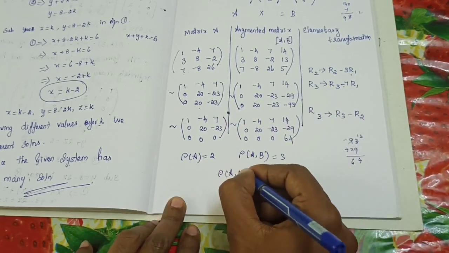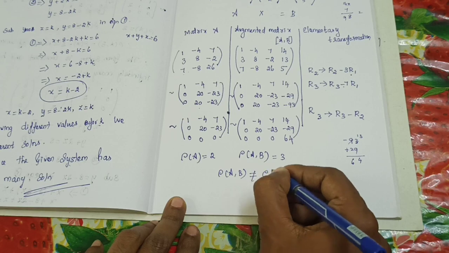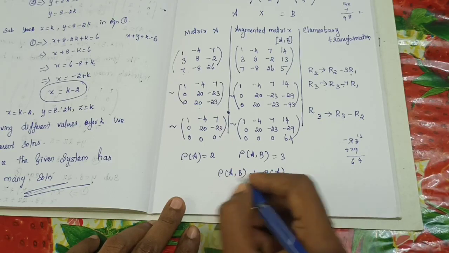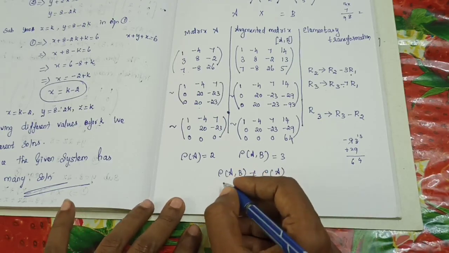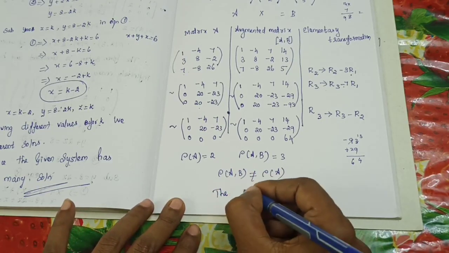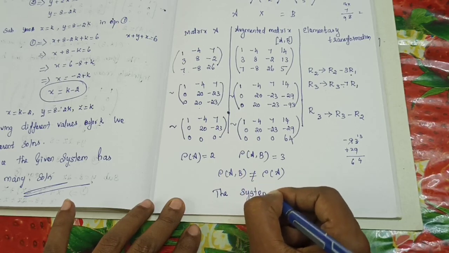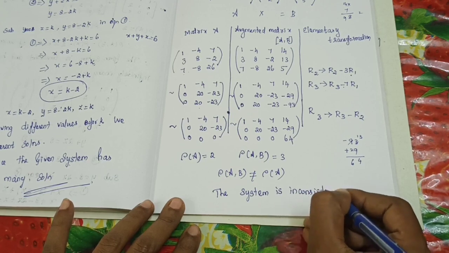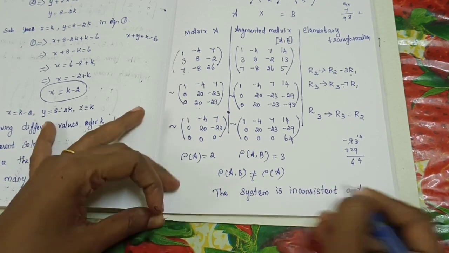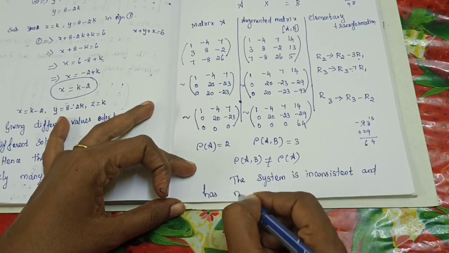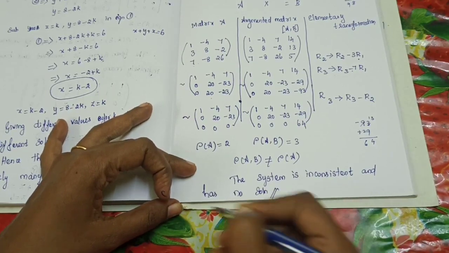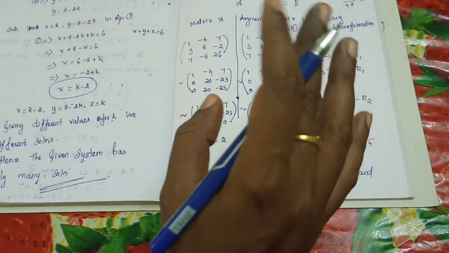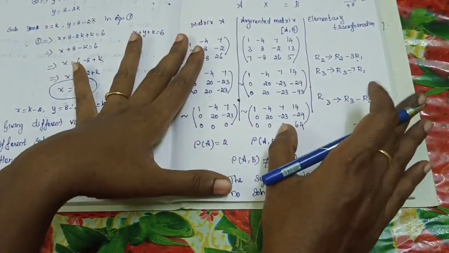Now rank of A comma B is not equal to rank of A. Are both equal? No. If it is not equal, what will you conclude? The system is inconsistent. The system is inconsistent and has no solution. Understand? The system is inconsistent and has no solution. We can't find the solution. We will stop here. Understand?